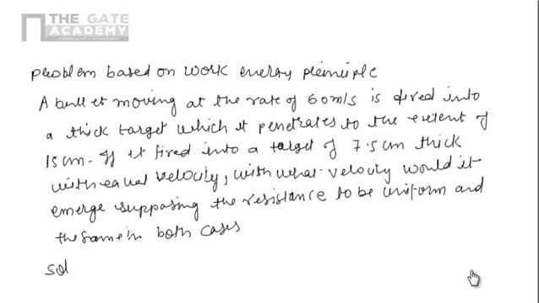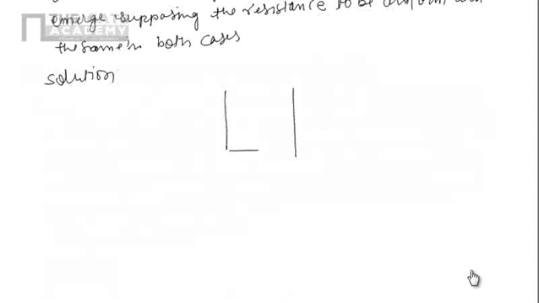How will we solve this problem? I'm just drawing a diagram for clear understanding. We have a thick target here, and the thickness is given, that is 15 centimeter, and the resistance offered by this material will be in that direction, that is, suppose F, and the bullet is moving in that direction at 60 meter per second.